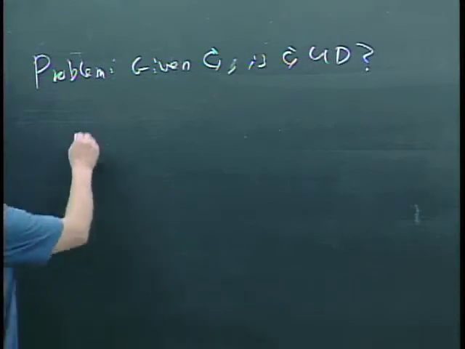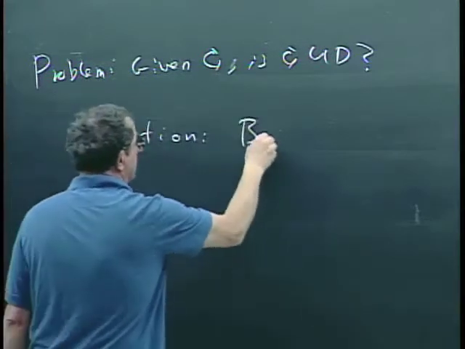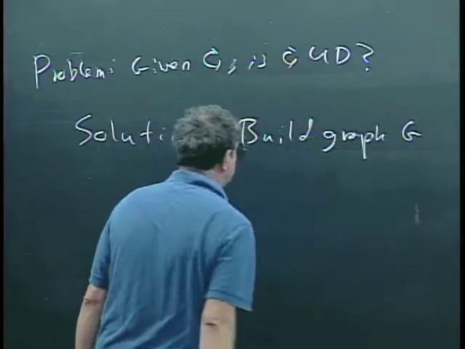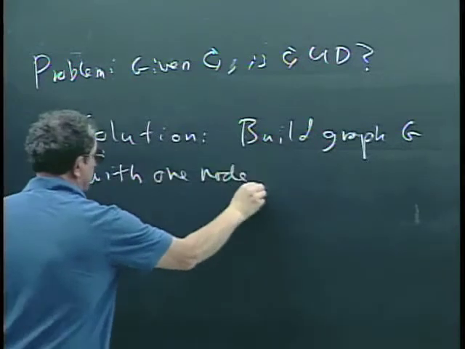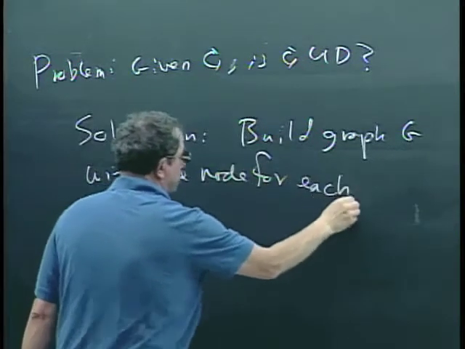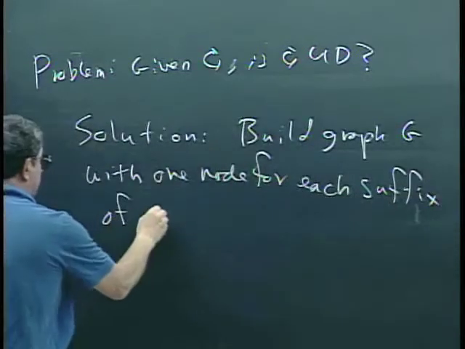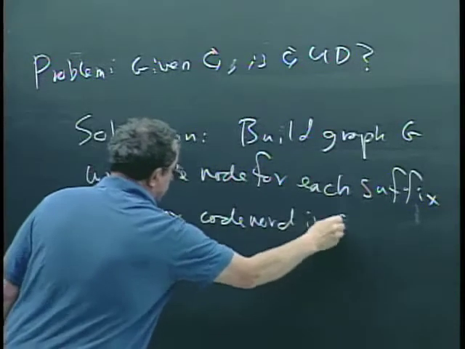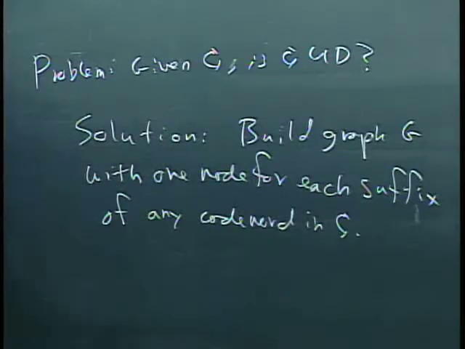And the algorithm was, the solution is you build a graph G with one node for each suffix of any code word in C. Okay, so that includes the trivial suffixes, which means the code words themselves.